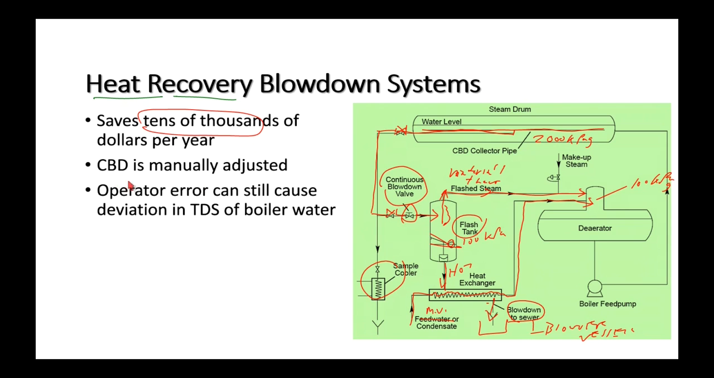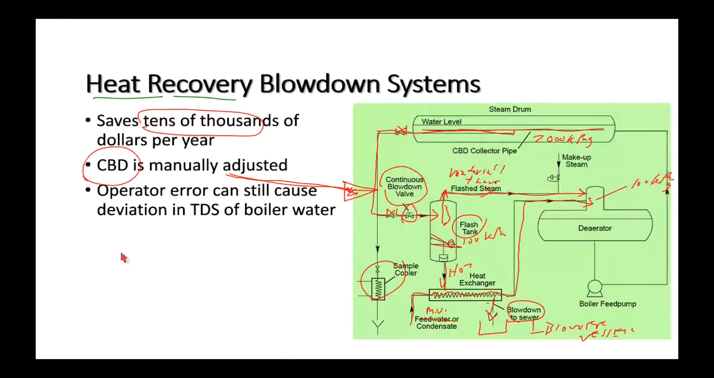But the problem with this is the continuous blowdown valve, this one right over here, a manual valve, and so the operator has to change the setting on the valve based upon water treatment tests on an ongoing basis. So let's say Jill comes on shift and she takes a look and the water level of TDS is too high. And she goes, oh, I've got to open up the continuous blowdown valve. So she opens it up a little bit and she records the new setting and whatever the TDS was when she opened up the valve.